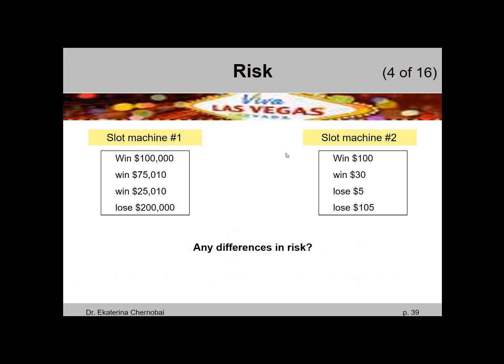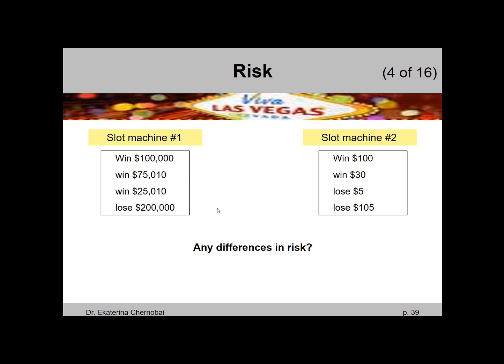Are the two machines similar in how risky they are, how much risk they offer, how much uncertainty they offer to you? Well, you don't need to do the math to realize that machine number 1 is riskier because the numbers are so much apart, so far apart. You can win up to 100K, but you can lose 200K in one shot. Whereas slot machine number 2 is better because the 4 numbers are not that far apart. Apart from what? From the average. And that's how we measure the amount of risk.